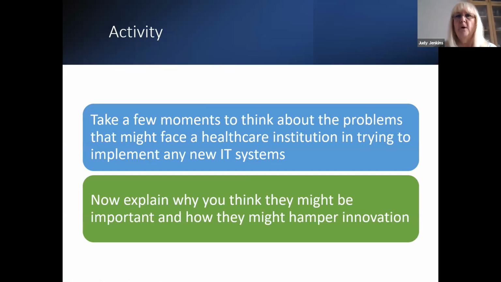Let me go back to that slide. What problems might we have? Okay, the answers are coming thick and fast as well. Yes, setting standards for different data formats. What else?